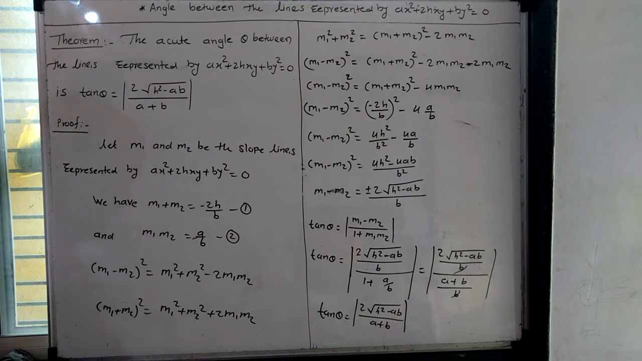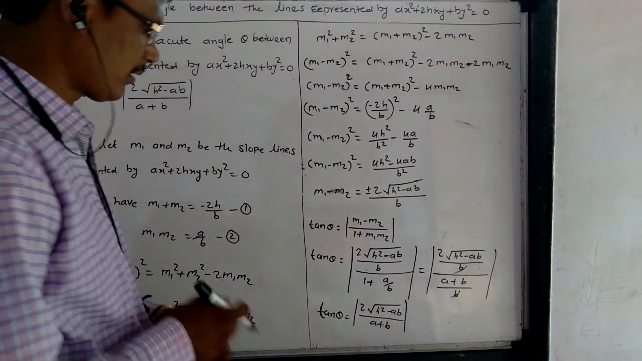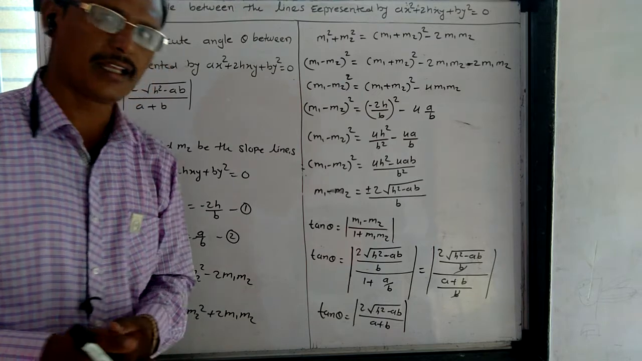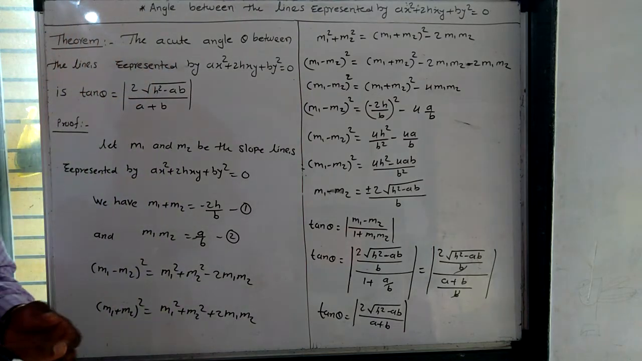Now the question arises: if the two lines are parallel to each other, then what is it? We know that the angle between the two lines is equal to 0.